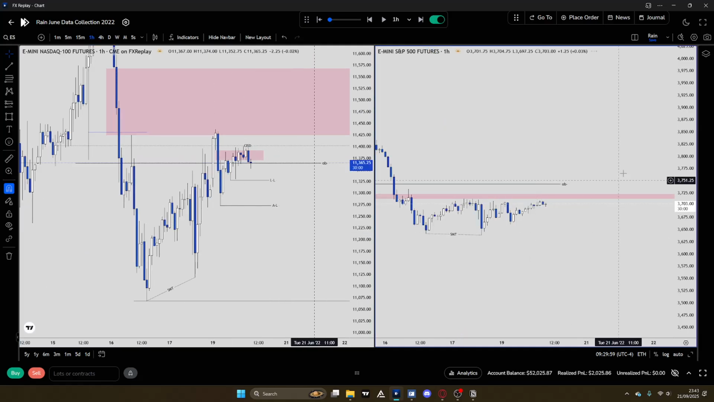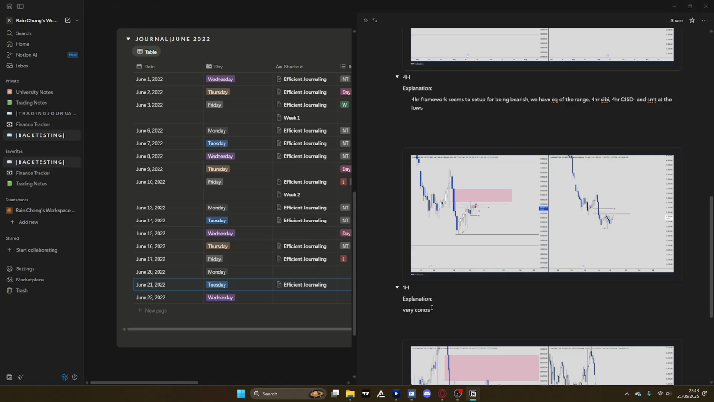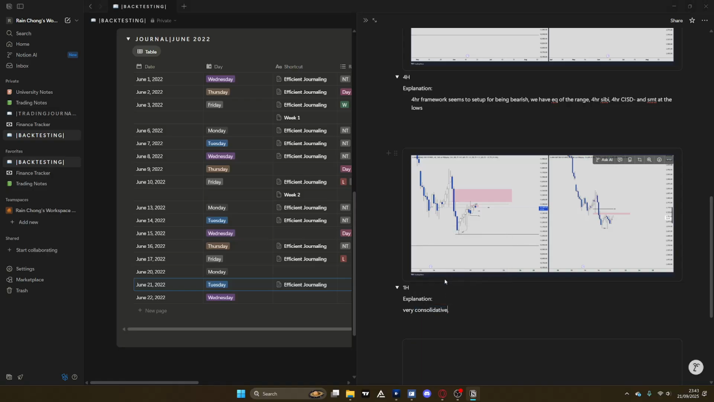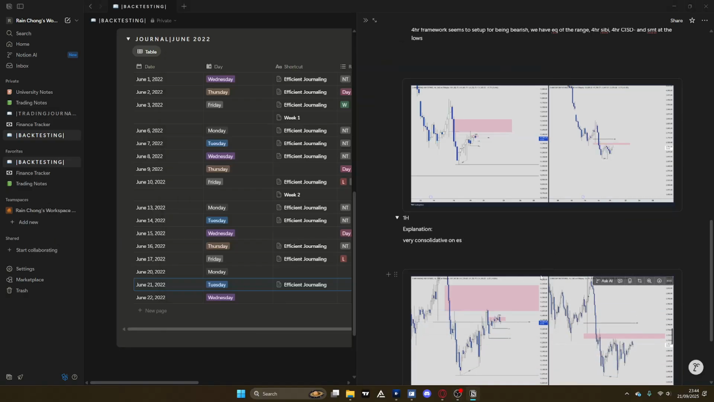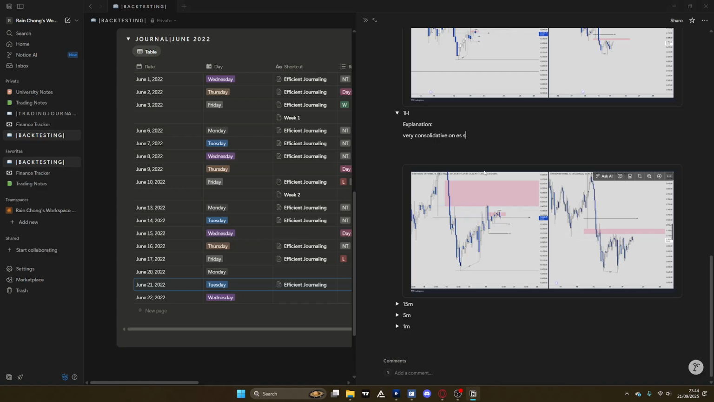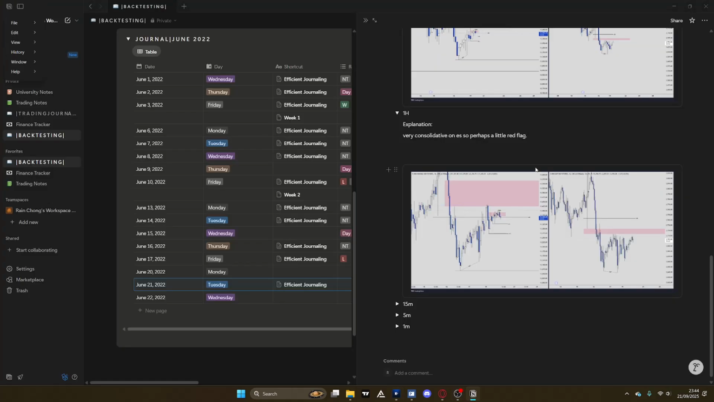Go to the 1 hour. Very consolidative on ES. And so perhaps a little red flag. And it actually looks like we're discorrelating. Yeah. Discorrelating in order flow. However, hard to read since, yes, it's so choppy.